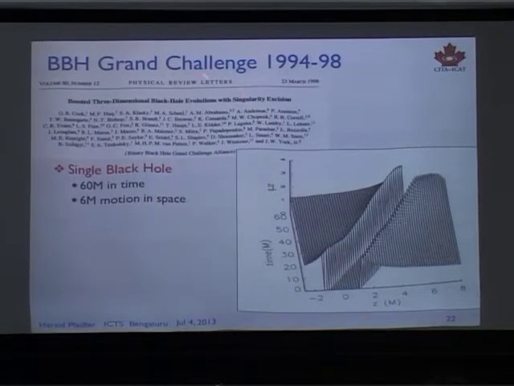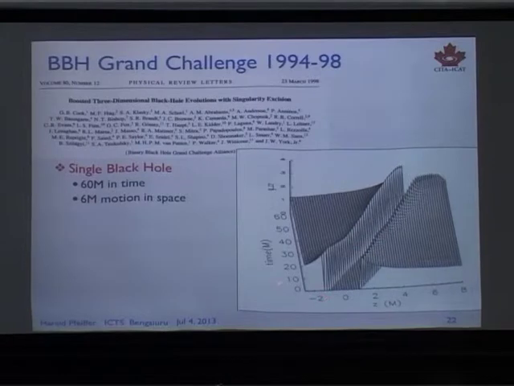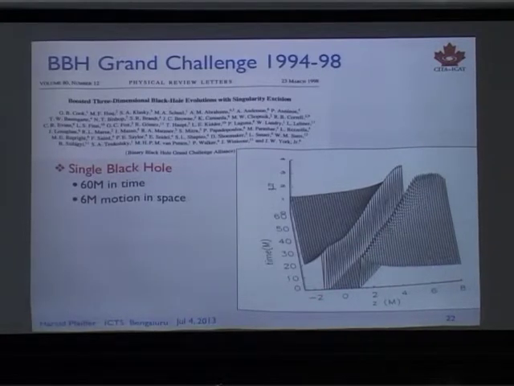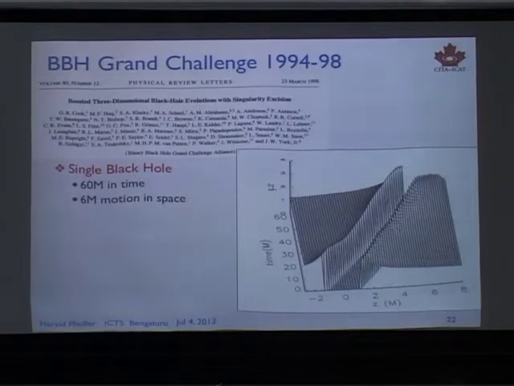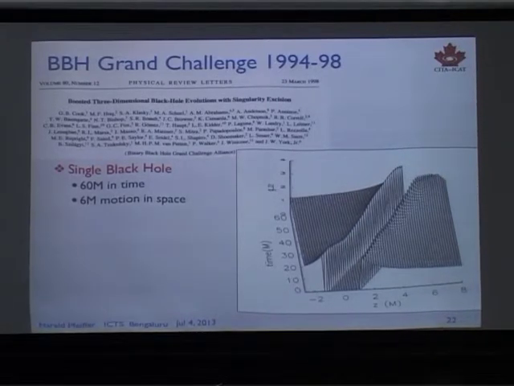And after 4 or 5 years of hard work, they managed to evolve a single black hole for 60 M in time, while it is moving about 2 or 3 black hole diameters. And then after 60 M in time, 10 light crossing times, the code crashed, and that was state of the art. But still, 60 M is about 20 times longer than what was done 30 years earlier.